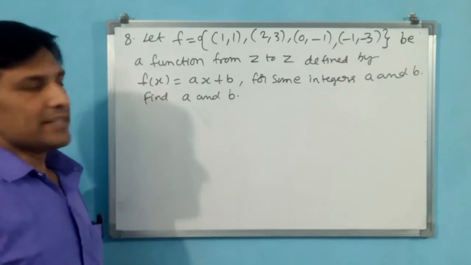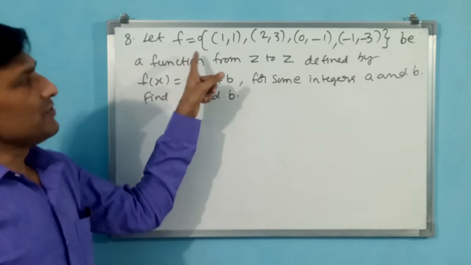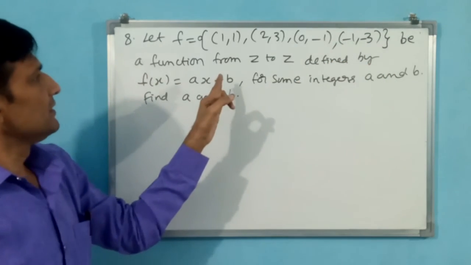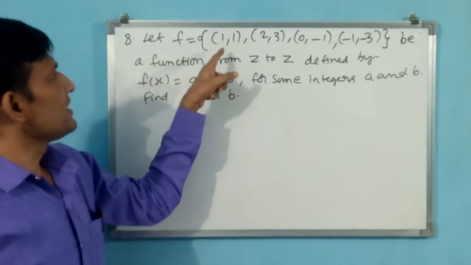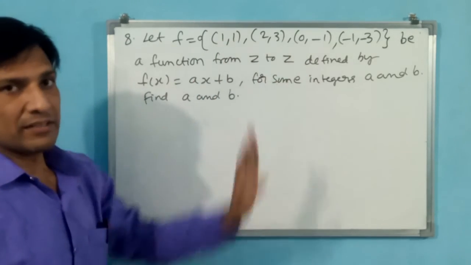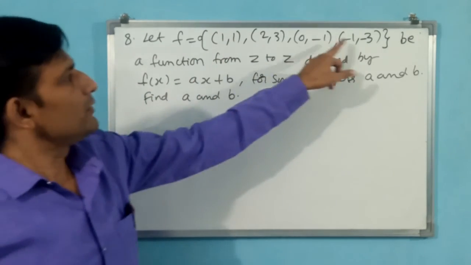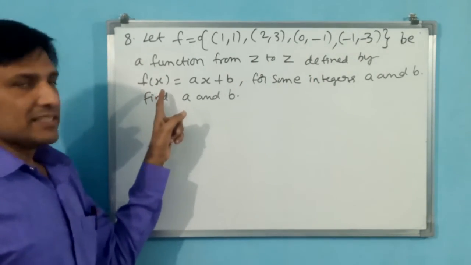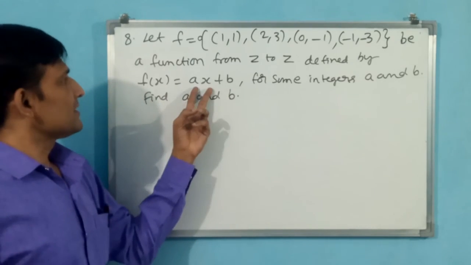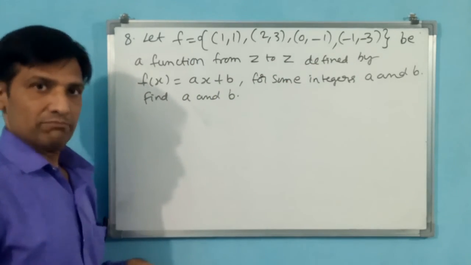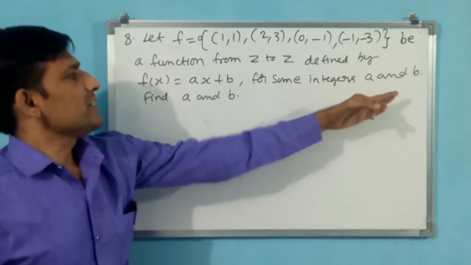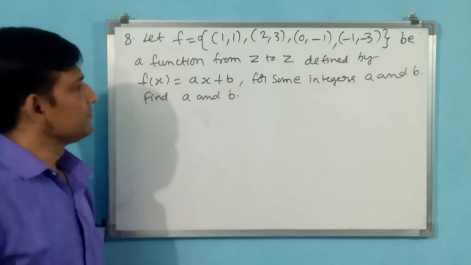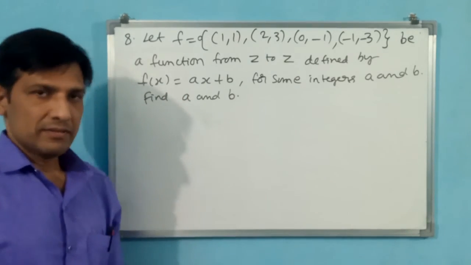Okay, see the 8th problem. Let f equal to (1, 1), (2, 3), (0, minus 1), (minus 1, minus 3) be a function from Z to Z. That means these are all integers. He is mentioning integers, because minus has also come. That is why they should not become natural numbers. The function is defined by f of x is equal to ax plus b, for some integers a and b. A and b are integers. Find a and b, like that he is asking.